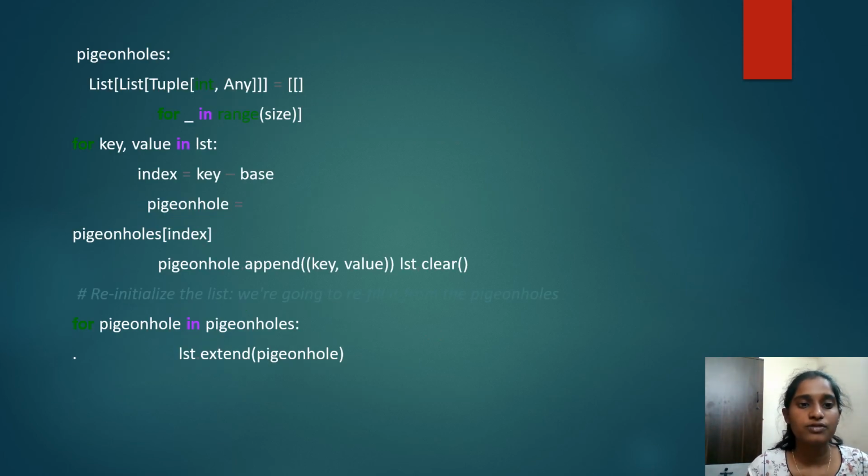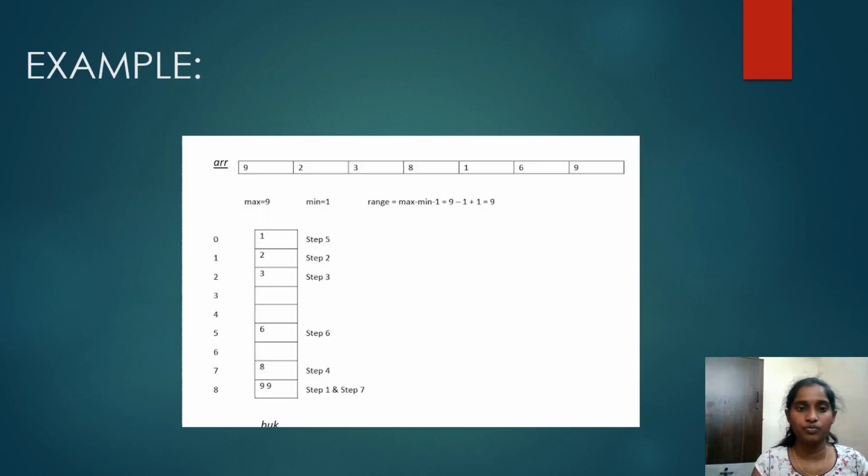pigeonholes: List[List[Tuple[int, Any]]] equals empty brackets. For i in range of size, append an empty list. For key, value in a: index equals key minus base. pigeonhole equals pigeonholes of index. pigeonhole append of key, value. a clear. Reinitialize the list, we are going to refill it from the pigeonholes. For pigeonhole in pigeonholes, a extend pigeonhole.